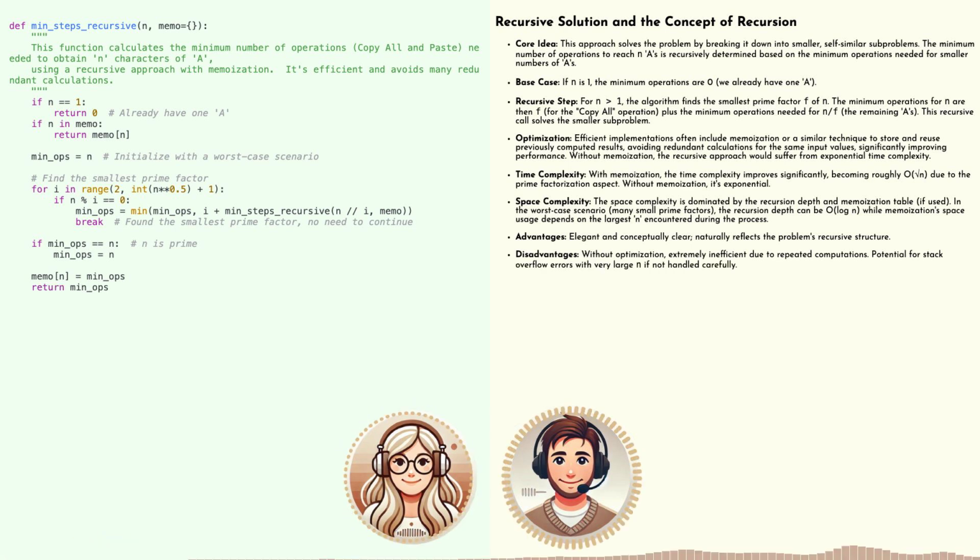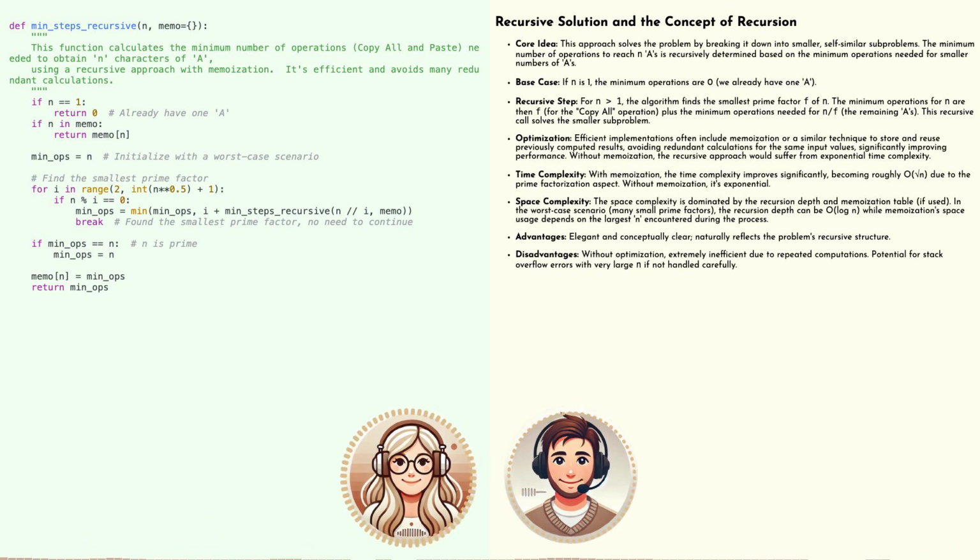Okay, so let's say we have our target. In a recursive solution, the first thing we do is find the smallest prime factor of n. Let's say it's 2. Okay, so we find that prime factor. What do we do with it? We would increase our step counter by 2 to represent a copy all and a paste for that prime factor.